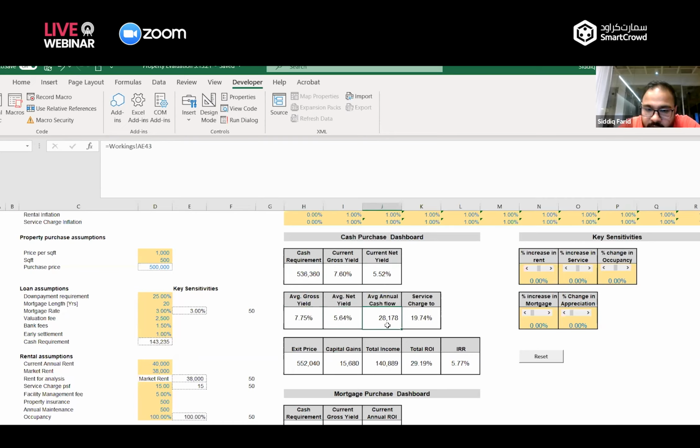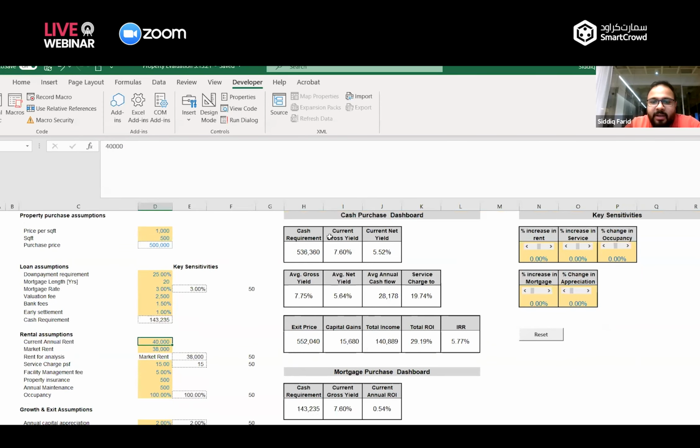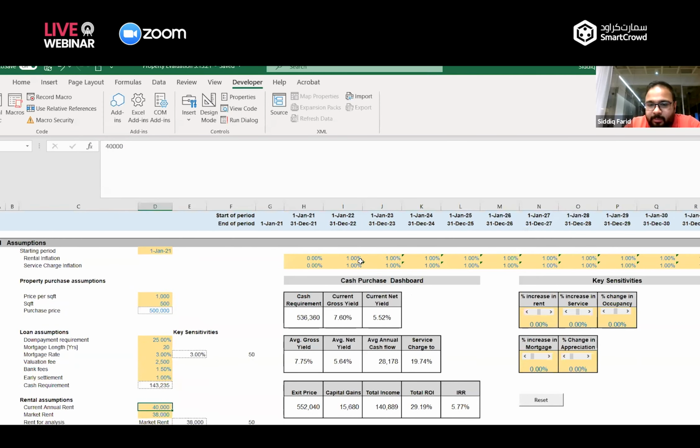The thing that you want to focus on is your average annual cash flow. How much cash is actually coming into your pocket? So based on market rent of 38,000, you can expect to generate 28,178 dirhams in your pocket every year on average over the 5 years of the holding period, based on these inflation assumptions and so forth.